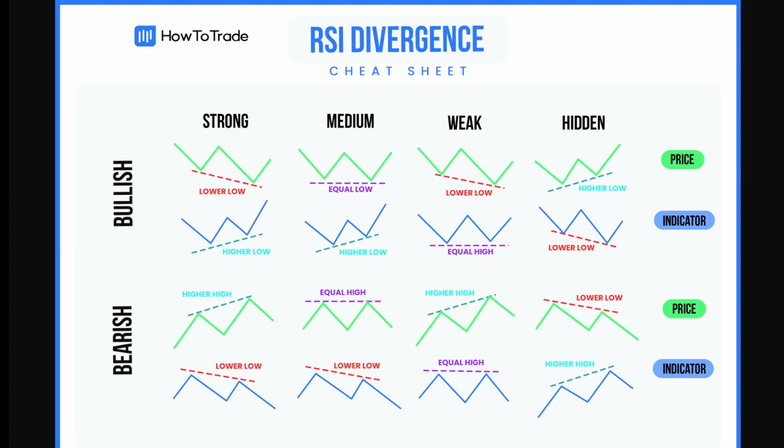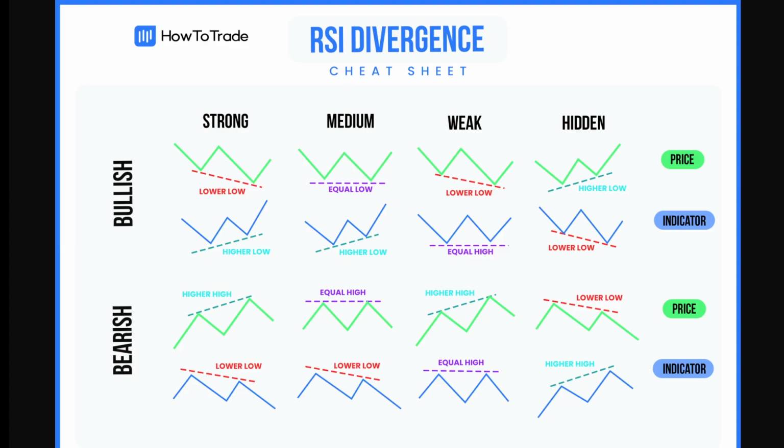And a medium is simply just equal lows. So, you see a double bottom, you see equal lows. But the second time around, when price comes to that same level, the RSI is forming a higher low as well. So it shows you that the second time around, when price is at the same level, the momentum for the downside is actually decreasing and the upside momentum is increasing, right?